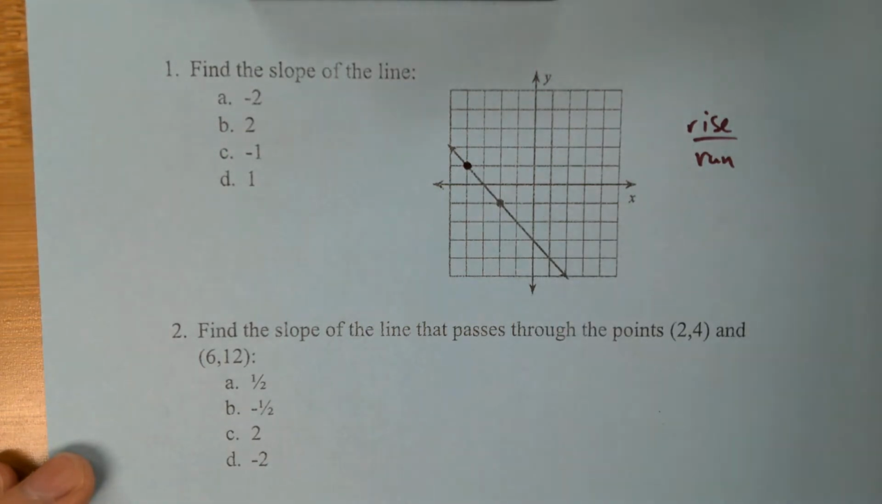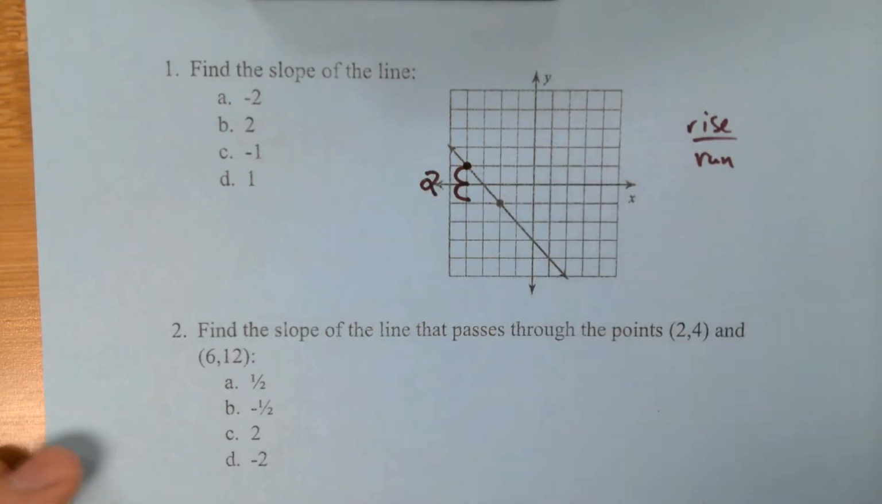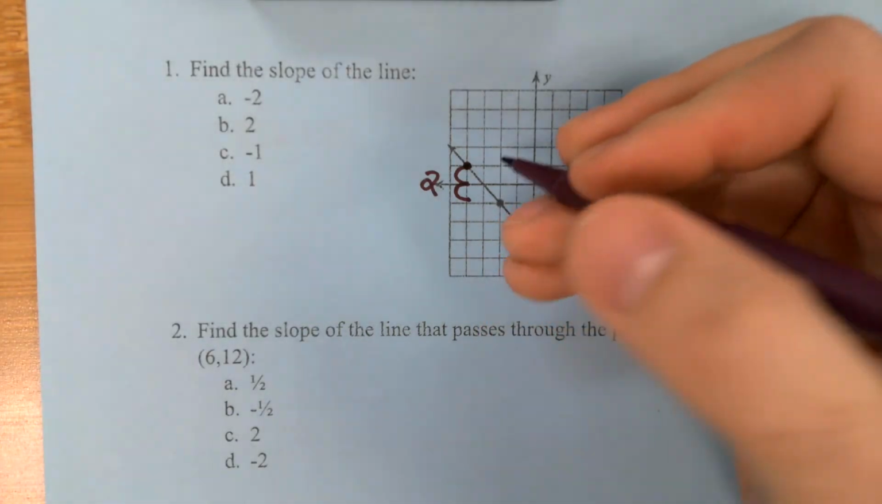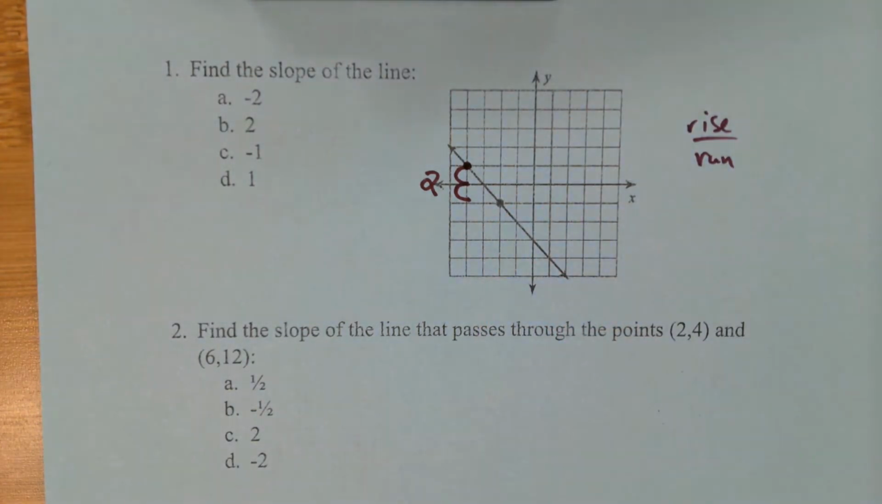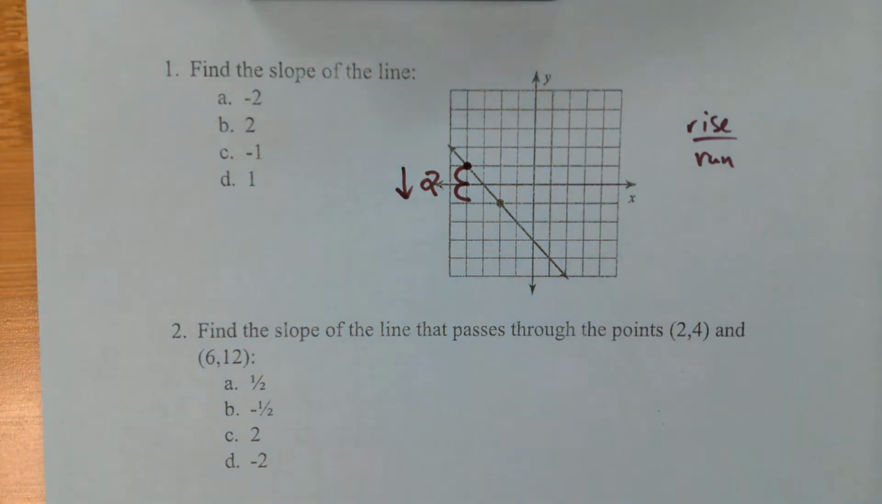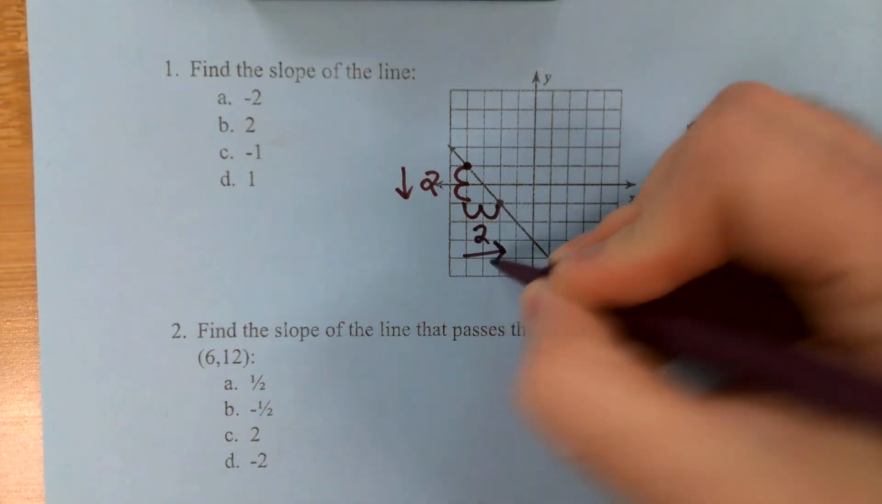We're going to rise downward 1, 2 spaces. And then we're going to run over. Take out your notebook real quick. We're just copying this down. There's no worksheet, so it's okay. We're going down 2. And then we're going to the right 1, 2.